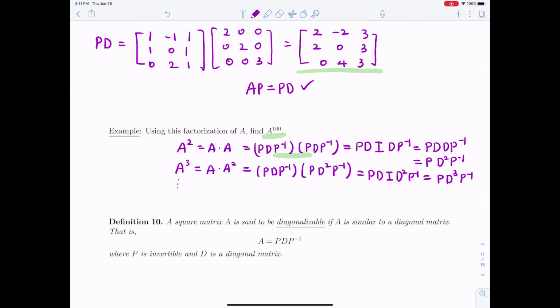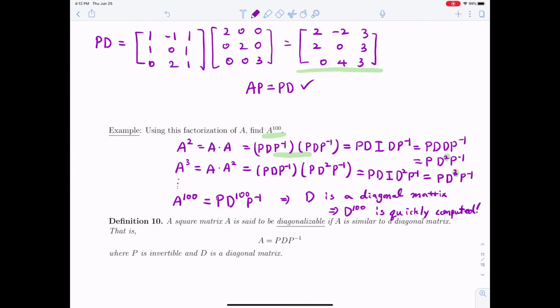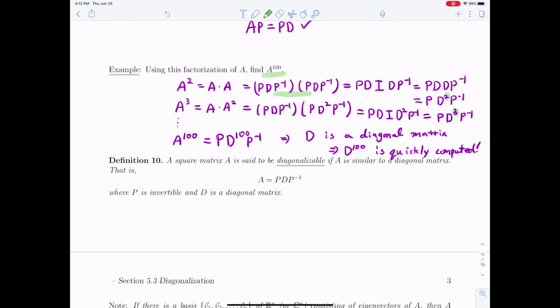So if you keep this procedure, then what can you tell about A to the 100? Well, there is a pattern here, right? So this should equal P times D to the 100 times P inverse. The pro of this one is that D is a diagonal matrix, so we can calculate D to the 100 really in one second. So we can calculate A to the 100 very fast. But unfortunately, we cannot always factorize the matrix into a diagonal matrix.